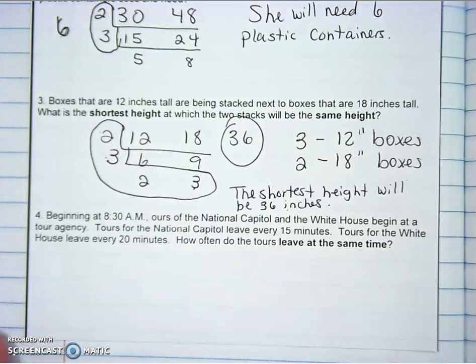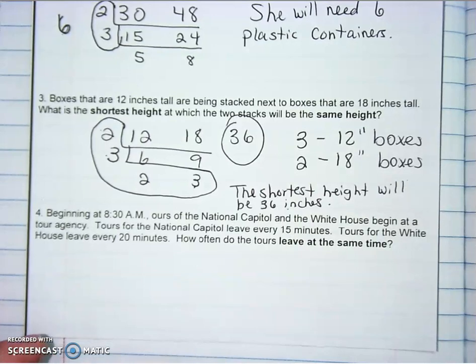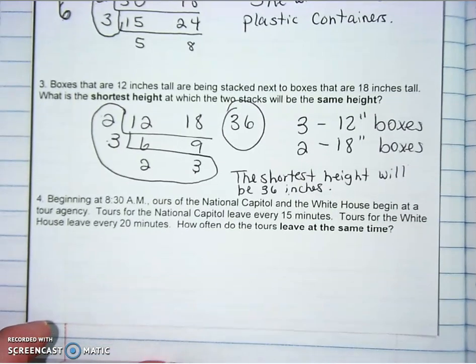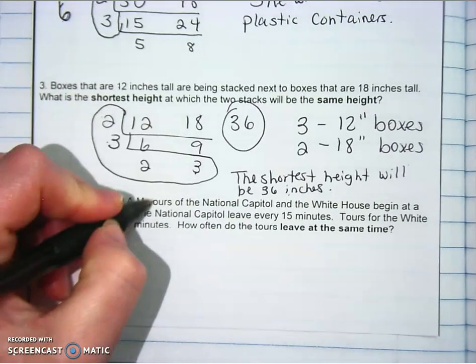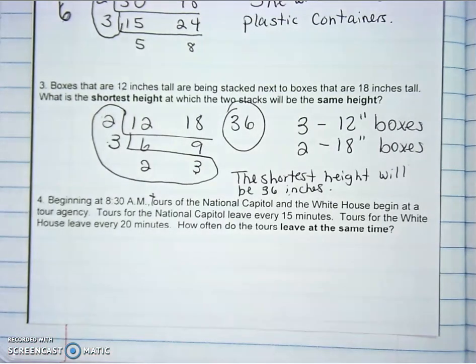Okay, last question. Beginning at 8:30 a.m., tours, that should say tours, no wonder it was weird, tours of the National Capitol and the White House begin at a tour agency. Tours for the National Capitol leave every 15 minutes. Tours for the White House leave every 20 minutes. How often do the tours leave at the same time?